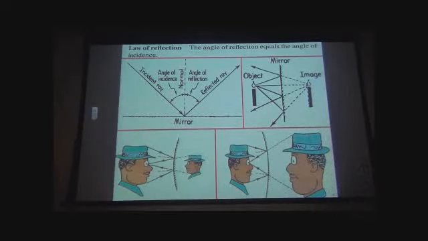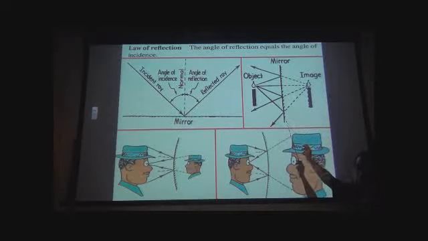This is why the image is at the same distance behind the mirror, apparently, as your face is in front of the mirror. So you can do this at home, where you step further away from the mirror, and it looks as if the person in the mirror is stepping back, right? That's what's going on.